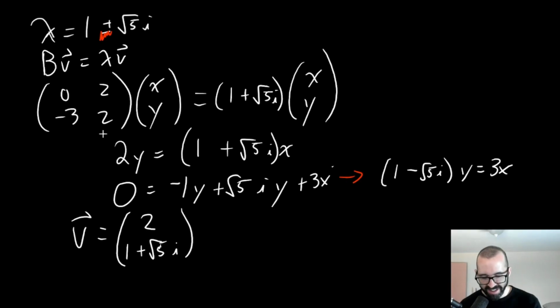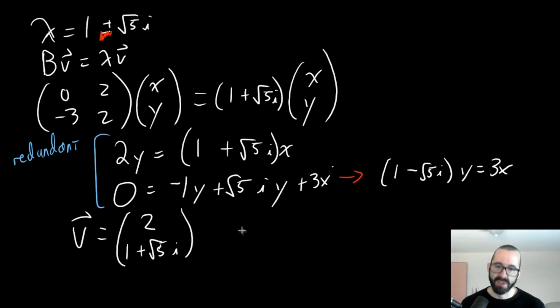Whew. Again, I'm not doing this just for you. It is my recommendation, make sure that this eigenvector satisfies both equations. If it's not obvious that they're redundant, make sure that the eigenvector you choose satisfies both.